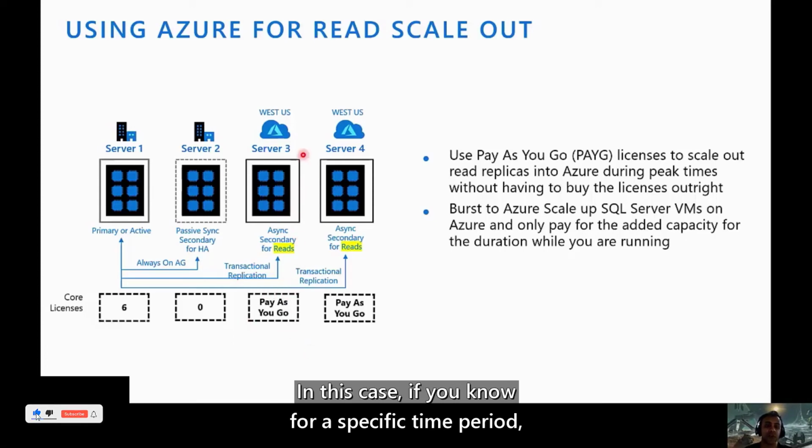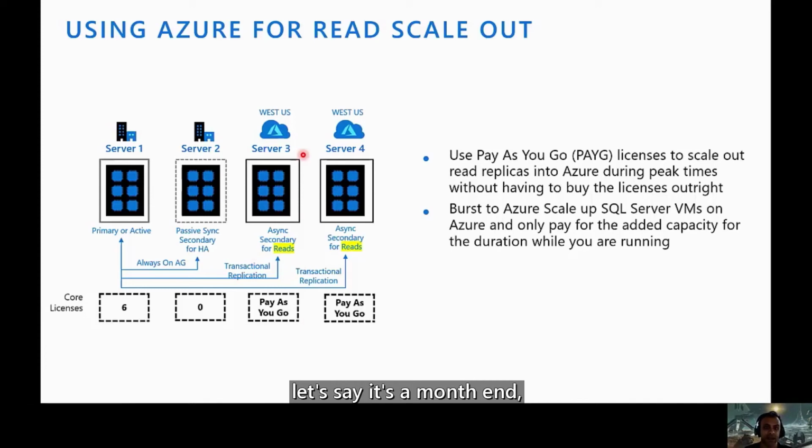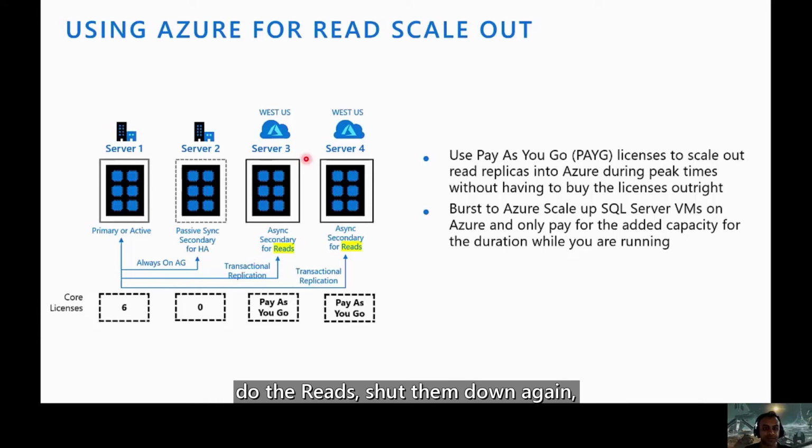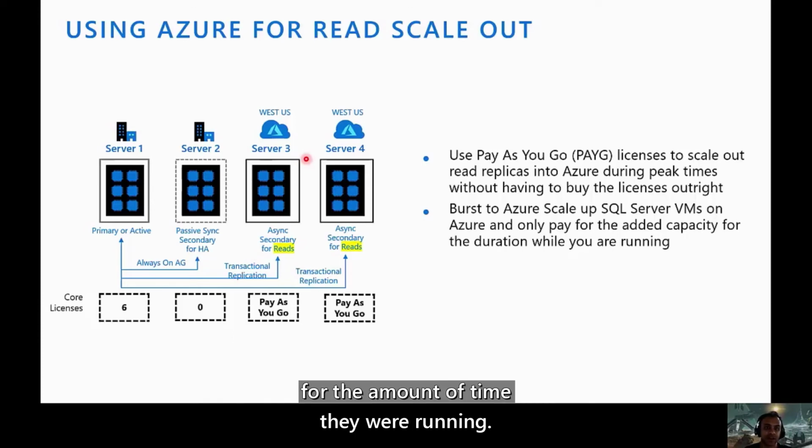So in this case, if you know for a specific time period, let's say it's a month end, you can choose to provision them with, let's say, two cores and serve them for reads, or you could have 16 cores running here and you could spawn them up at a specific period of time, do the reads, shut them down again, so you only pay for licenses for the amount of time they're running.